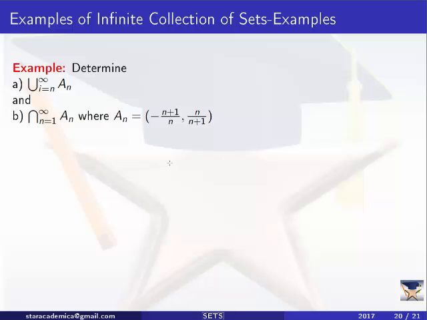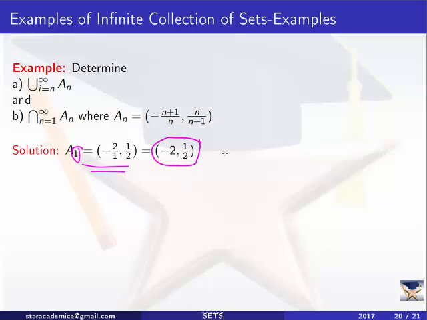This is going to be our last example. Again, we are supposed to find unions and intersections. This time also we have an interval. This is a little more interesting, maybe a little more challenging problem. So let's look at this carefully. In order to answer this, with infinitely many unions, we have to understand the sets first. If n is equal to 1, then we have 1 plus 1, 2 over 1, and 1 over 2. So this is A1, from -2 to 1 over 2, that's the interval.